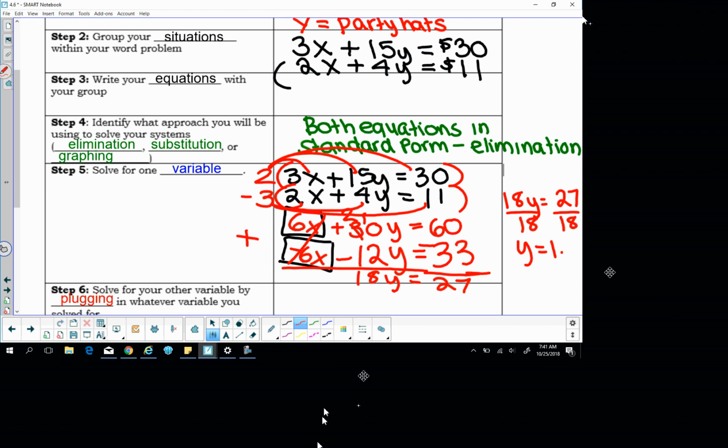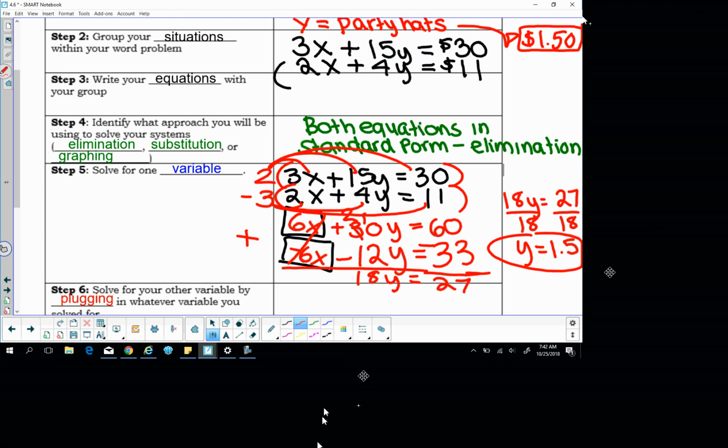1.5, right? And so let's make sure a decimal makes sense in this situation. So when I go back up to the top, what did we say y represented? Party hats. We wanted to see how much they cost, right? And so we know each party hat costs how much? $1.50. Yeah, that's your y. I found that a party hat costs $1.50.